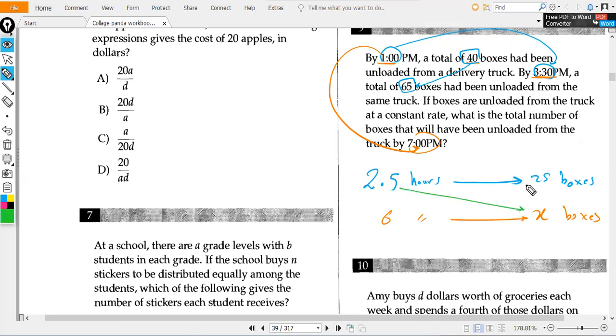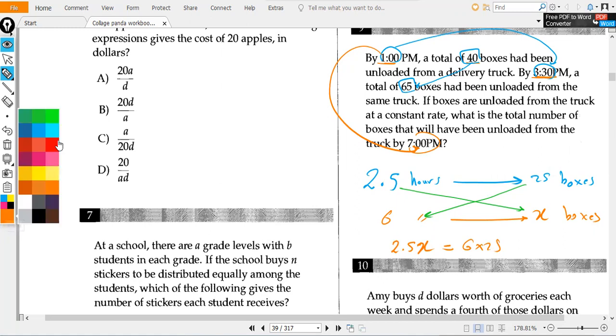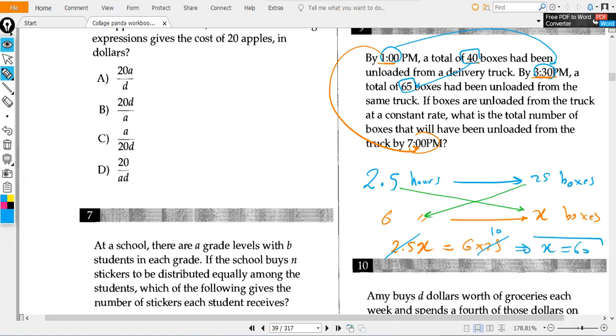Okay, let's cross multiply both sides because here we talk about a direct variation. When the number of hours increases, the number of boxes unloaded will also increase. Now, when we cross multiply both sides, 2.5 times x equals 6 times 25. You can use your calculators or do it mentally. I can cancel this 2.5 with 25, and here we have 10, because here we have a decimal point. So 10 times 6, x equals 60 boxes. Is the right answer here? Is it 60?